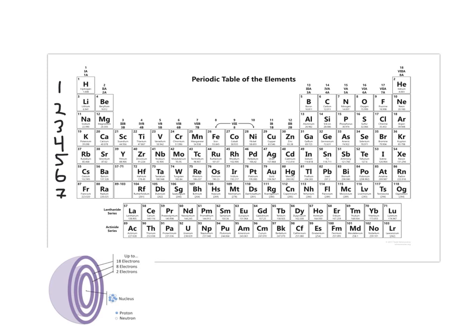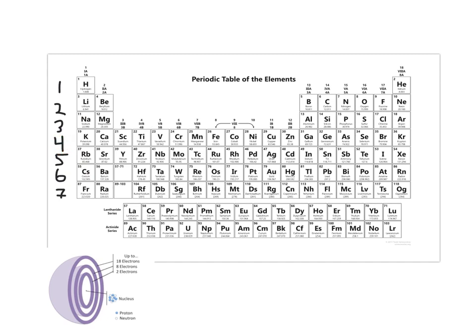Things get a little bit complicated past the third row, but when you learn all the rules for how electrons are distributed about the nucleus, you'll find that potassium, with its 19 electrons, has 1 electron, because it's in column 1, in the 4th shell.